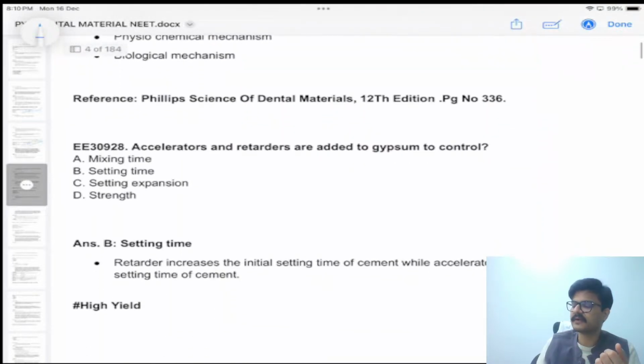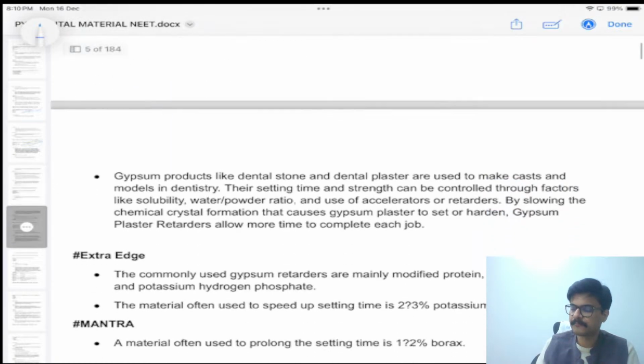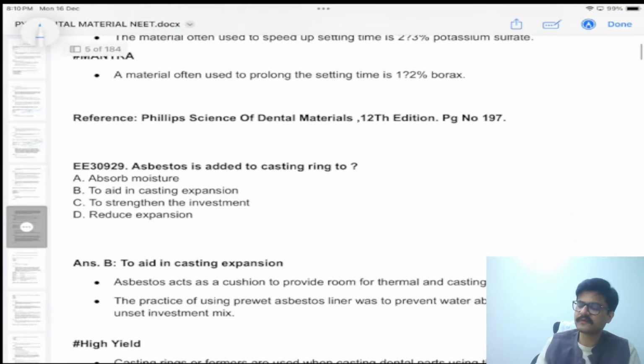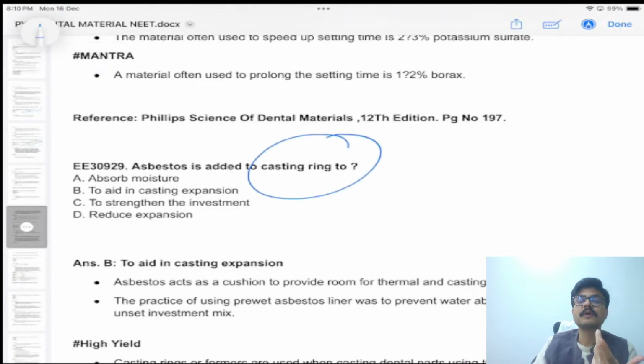Right? Accelerators and retarders are added in gypsum to control. See, the best answer is setting time. They also control the setting expansion, of course, but the best answer is setting time. Right? That's a primary function. Yes. Then asbestos, just like cellulose, is what? It aids in casting expansion.